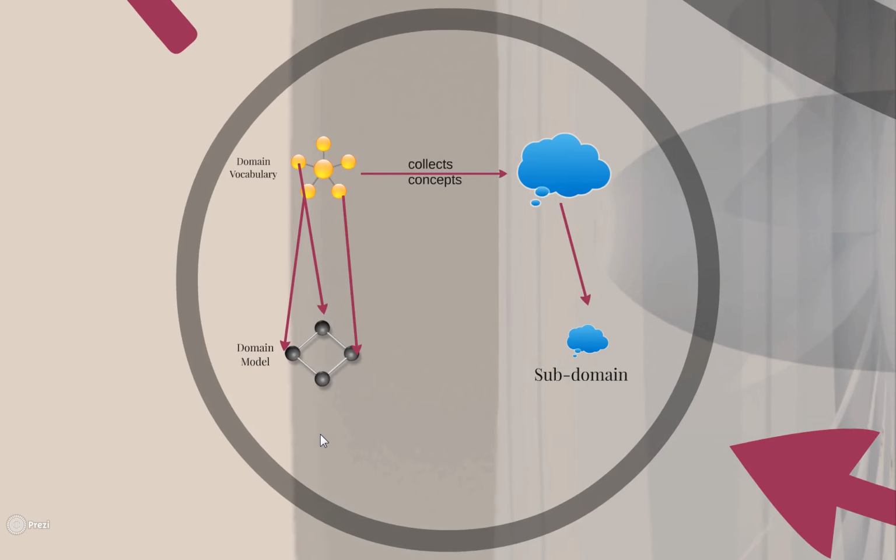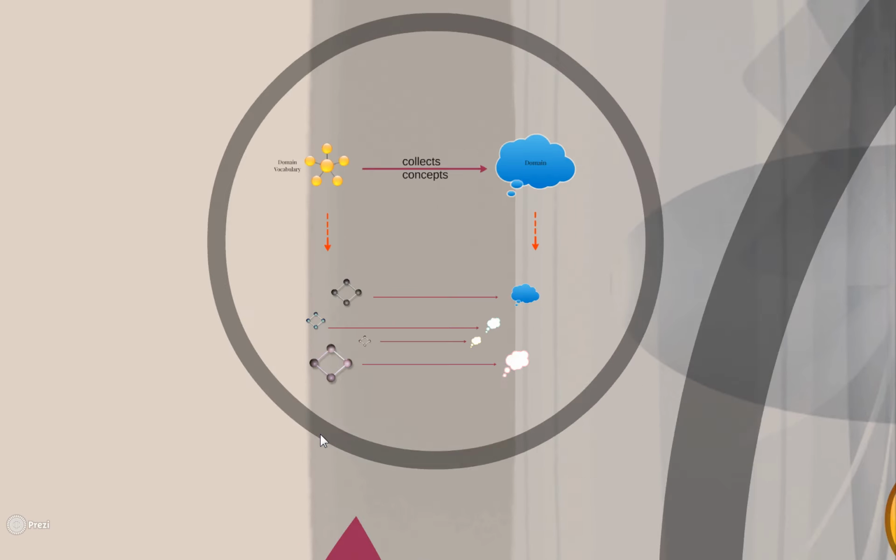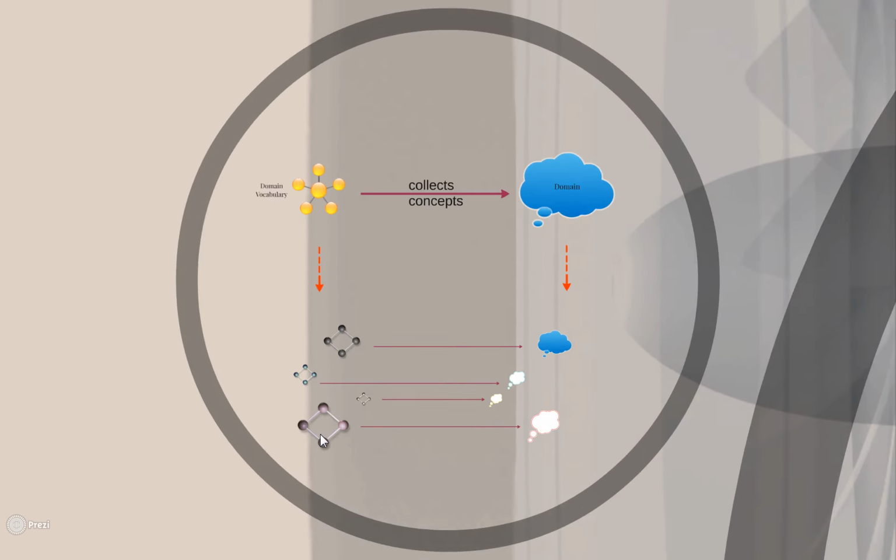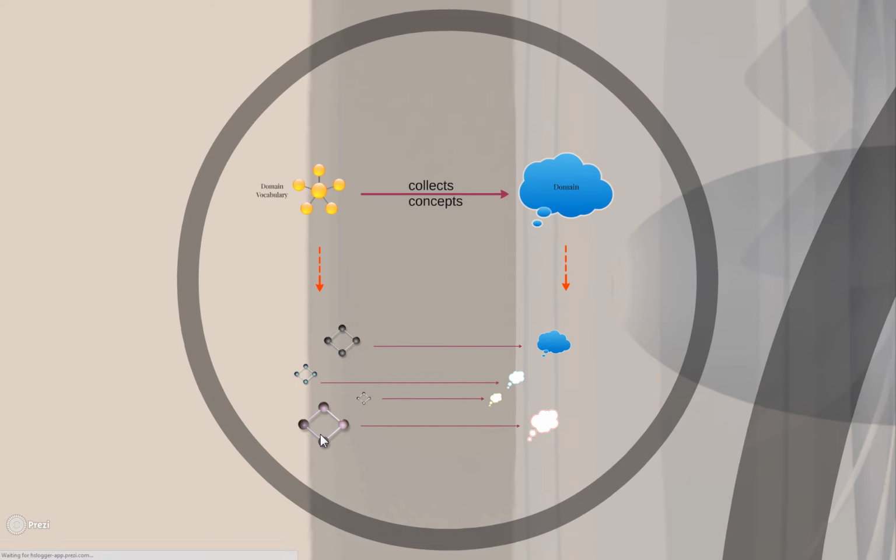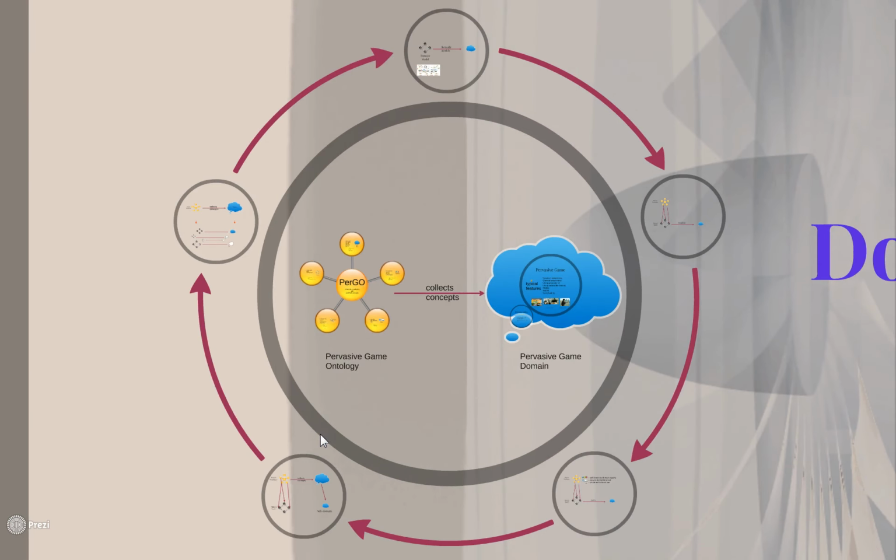Developing such a domain vocabulary may not be cheap. In order to benefit the most from such a vocabulary, it's targeted at a bigger and more general domain. Therefore, with one domain vocabulary, we could derive many domain models for various small subdomains. PerGO is such a vocabulary for the domain of pervasive games.